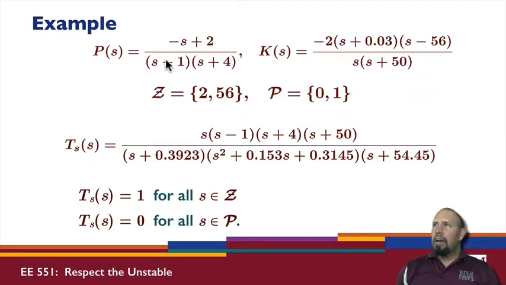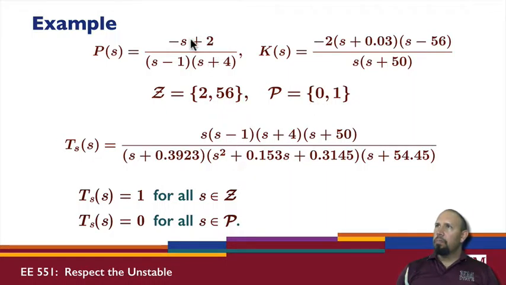For our next example, this is our plant. Notice that it has a 0 in the right half plane, and the plant has a pole at positive 1. Here's our controller. This controller has a 0 at positive 56, and it has a pole at the origin. So these are the Z's, these are the P's. This is our set of right half plane zeros. This is our set of right half plane poles.